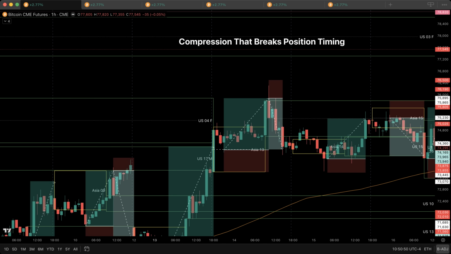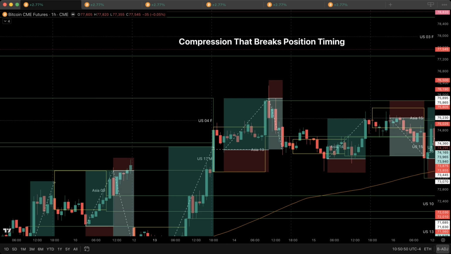Price reacts from the lower boundary. You enter late. Distance is already gone. It stalls immediately. It returns faster than before. Now you are trapped. This is where most positions fail. Not because a level is wrong, but because the move had no space.